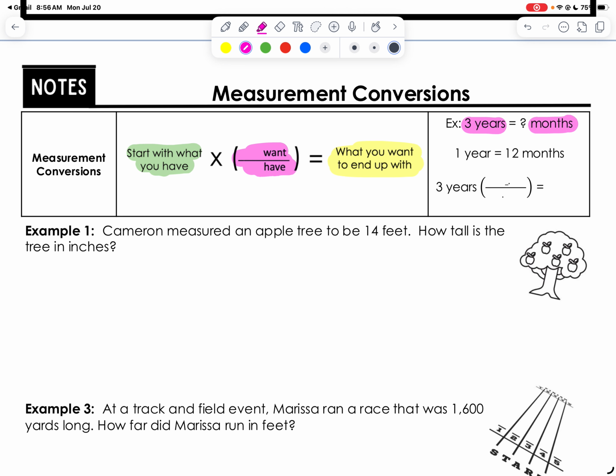And then you're going to multiply by a unit rate. Well, how do you know which one goes on top? The years, the 1 year, or the 12 months? Well, you always go by this unit here. Whatever you start with, that has to go on the bottom of the fraction. So 1 year will go on the bottom, and 12 months will go on the top. Now, the reason the years went on the bottom is because now years will cancel with years, and we're left with 3 times 12 months, which is 36 months. So 3 years is equivalent to 36 months.